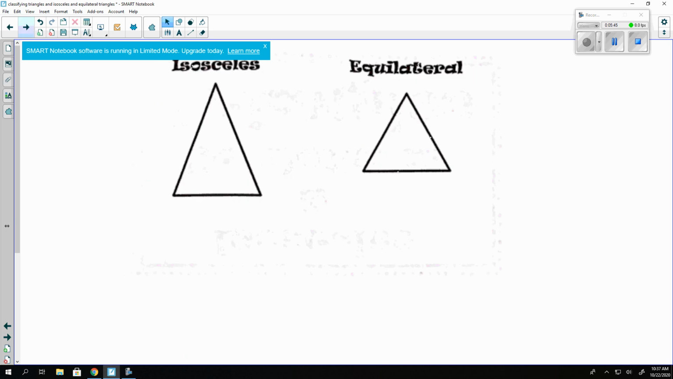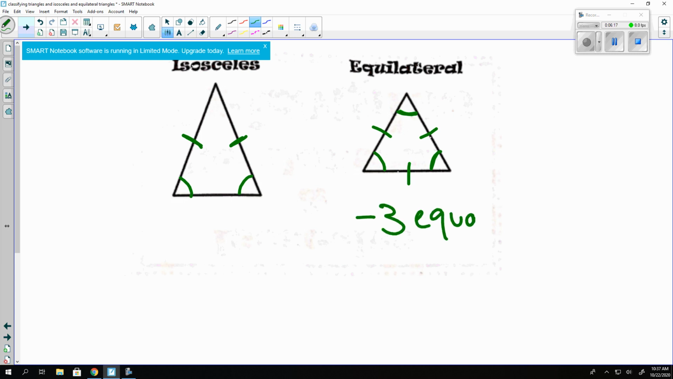Okay, and then here now we'll compare isosceles and equilateral. So isosceles, like we said, we've got two congruent sides, which means that you have two angles that are congruent to each other. All right, and then here, equilateral. Equilateral, remember that means three equal sides. Okay, and so since you have three equal sides, guess what? You're going to have three equal angles. Okay, so three equal sides, three equal angles.